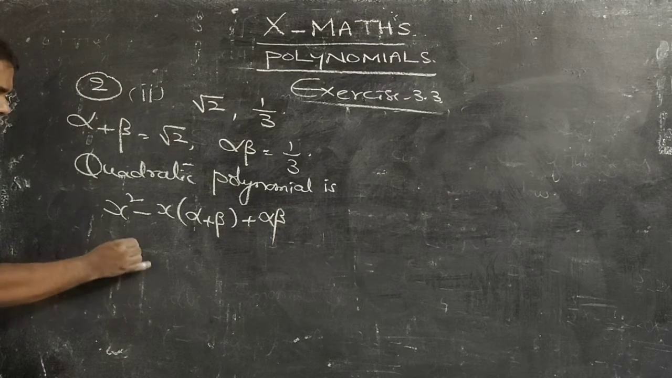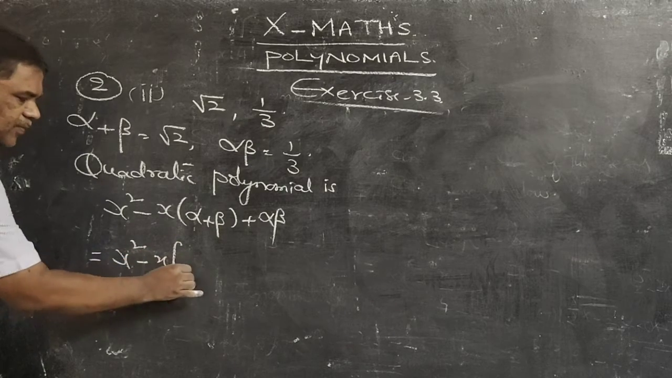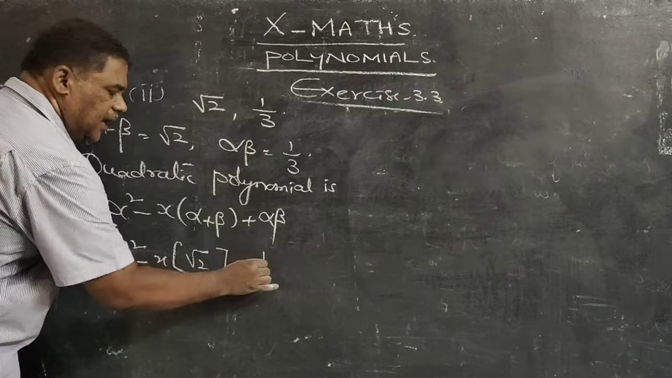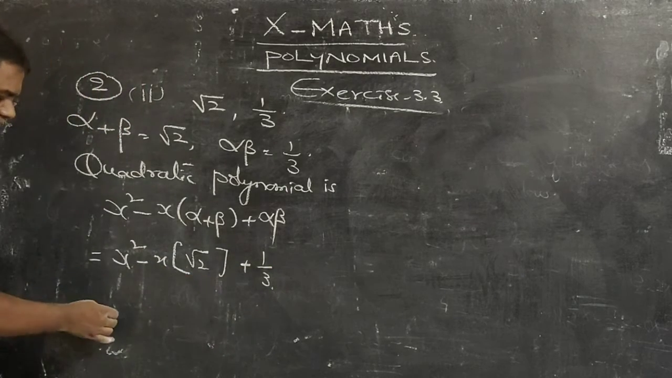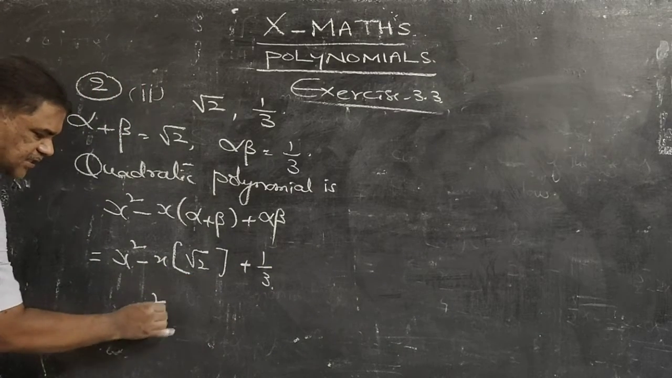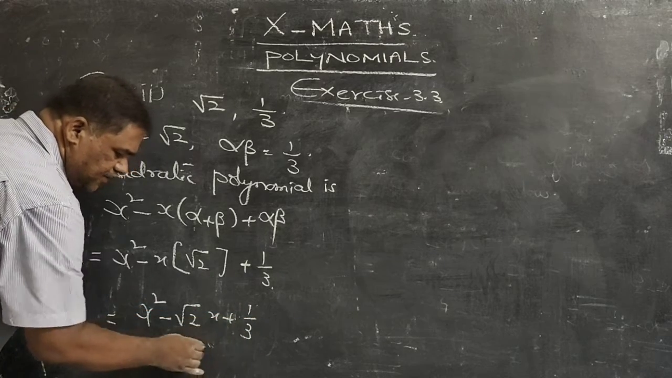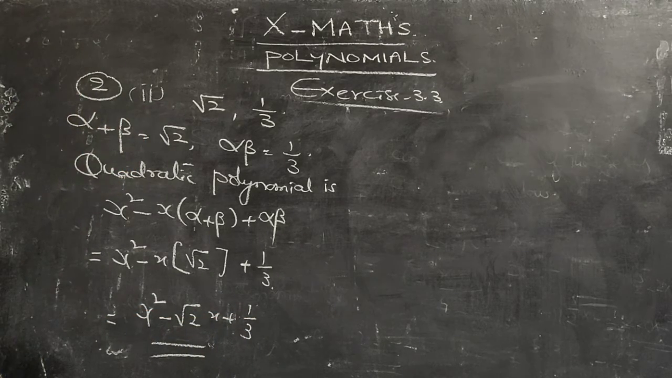So x square minus x into alpha plus beta, which is root 2. Alpha beta is 1 by 3. So the answer is x square minus root 2 x plus 1 by 3. That is the answer.